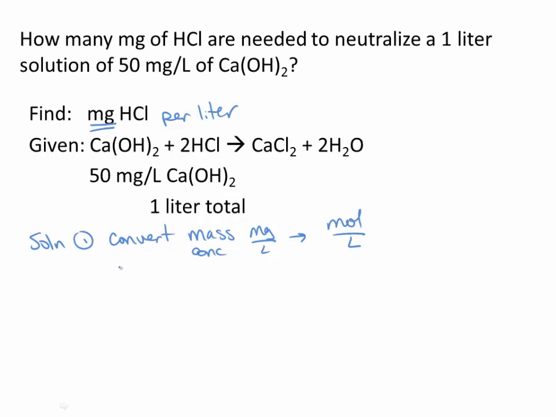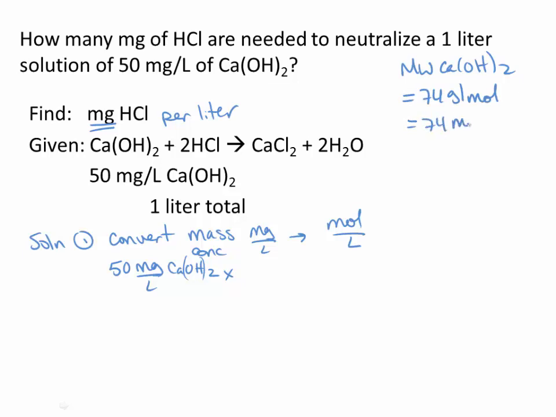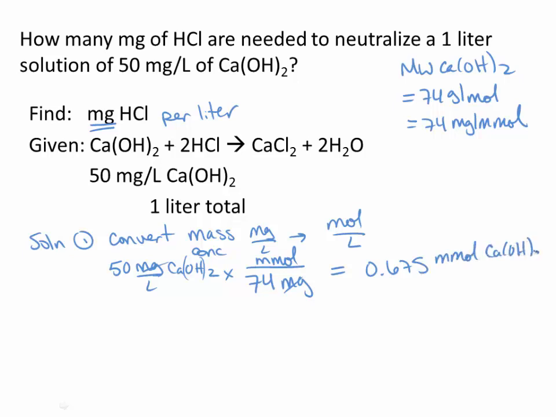We do this simply by multiplying the milligrams per liter of calcium hydroxide by the molecular weight. So if we take the molecular weight of calcium hydroxide, you should be able to solve this as 74 grams per mole. That would also equal 74 milligrams per millimole. We bring that down and we see 50 milligrams per liter divided by 74 milligrams per millimole equals 0.675 millimoles of calcium hydroxide per liter.